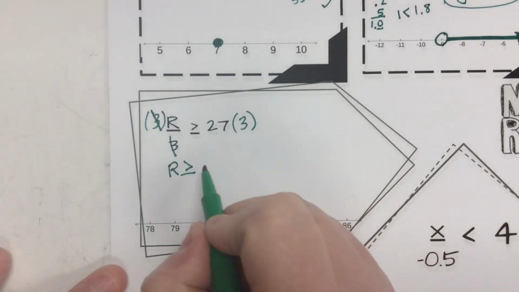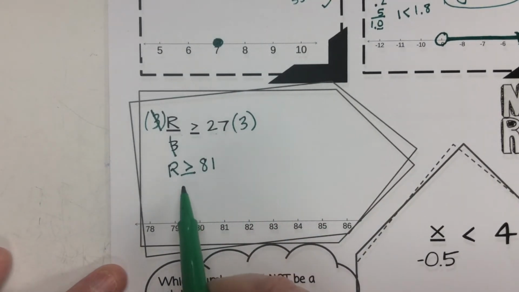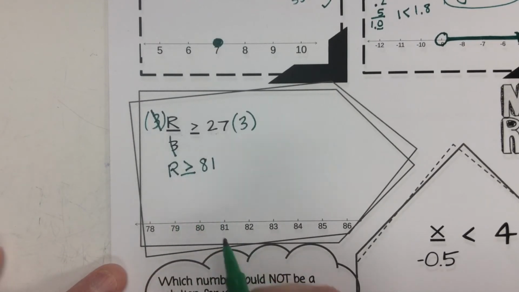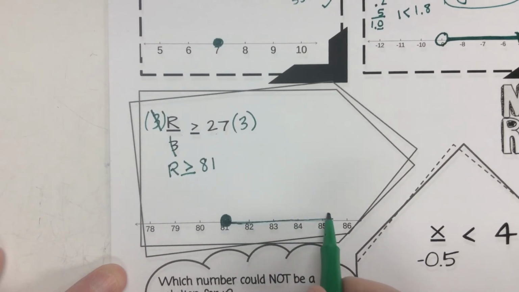27 times 3 is going to be 81. That means R can be anything that is equal to or greater than 81. So it's a closed circle, and 81 is a number that works because of that equal to sign, but it's a greater than. So we can pick anything at 81 or higher to substitute.